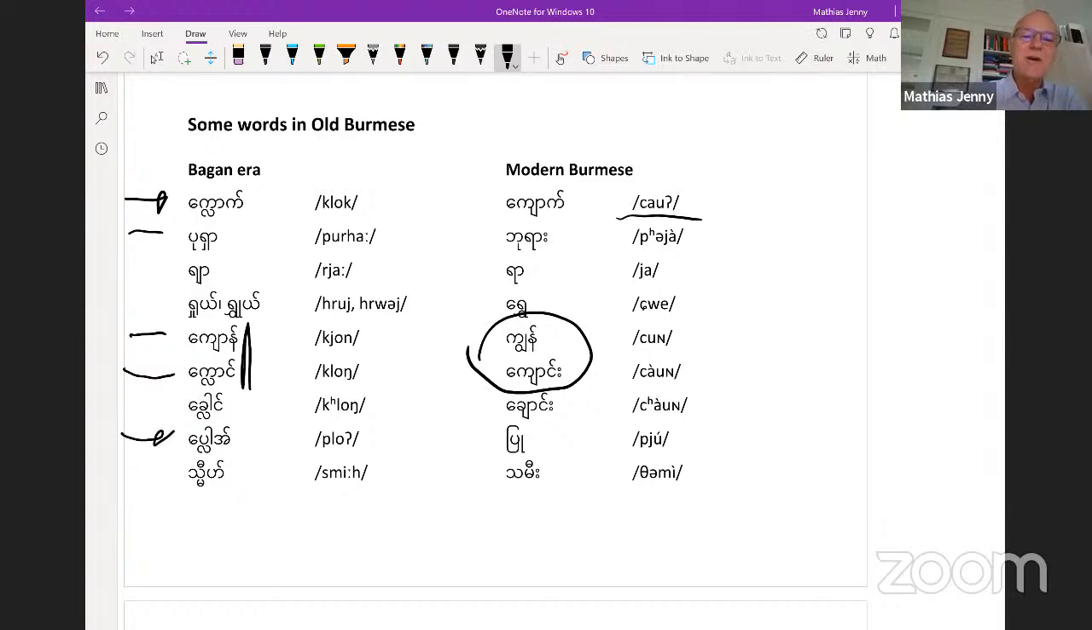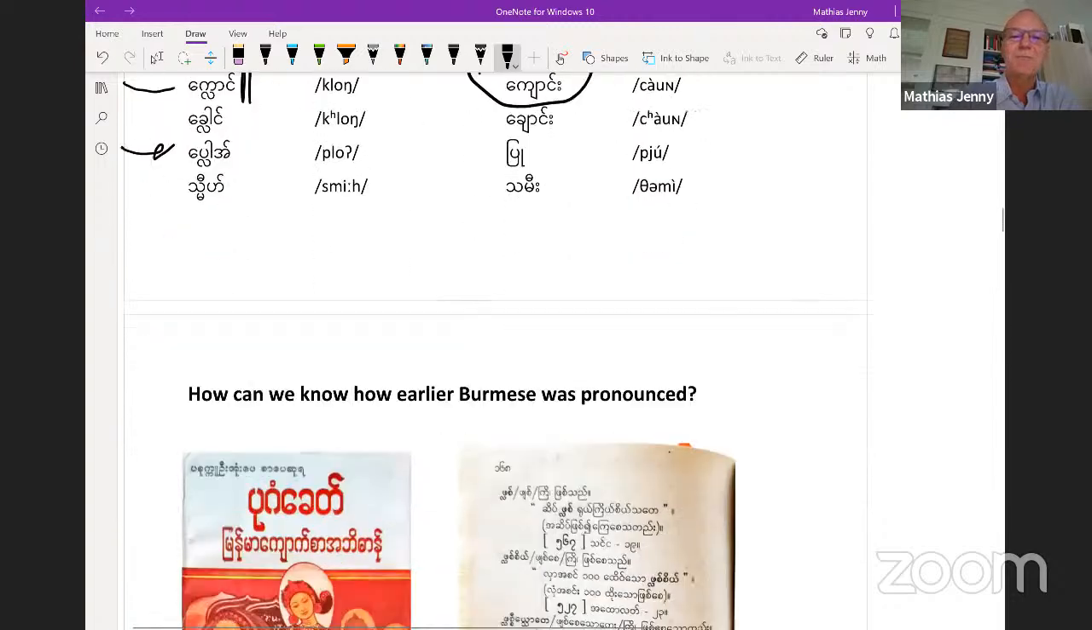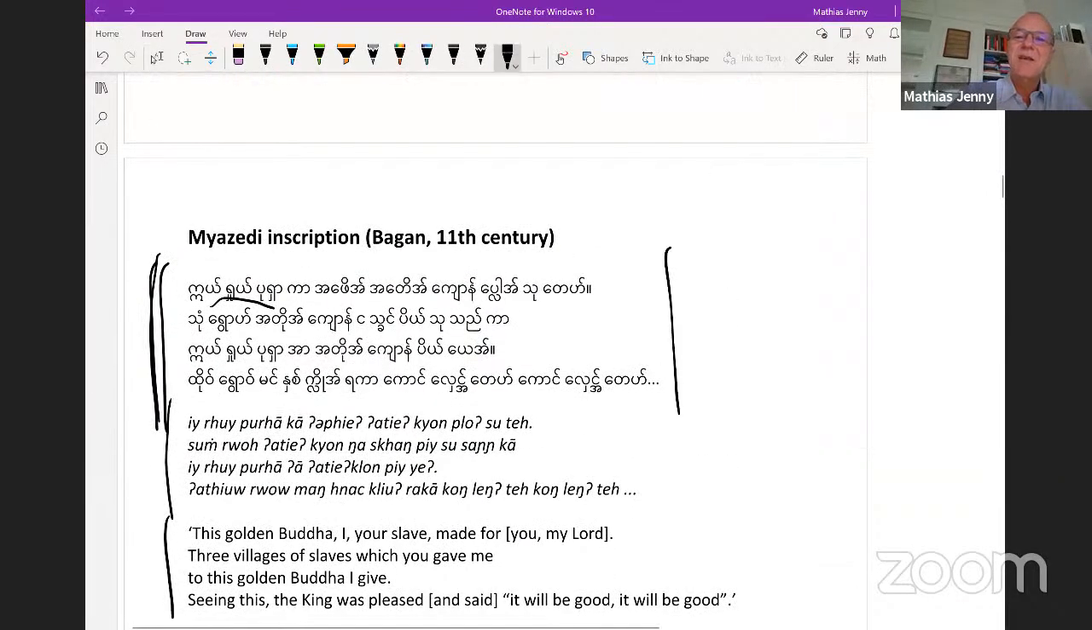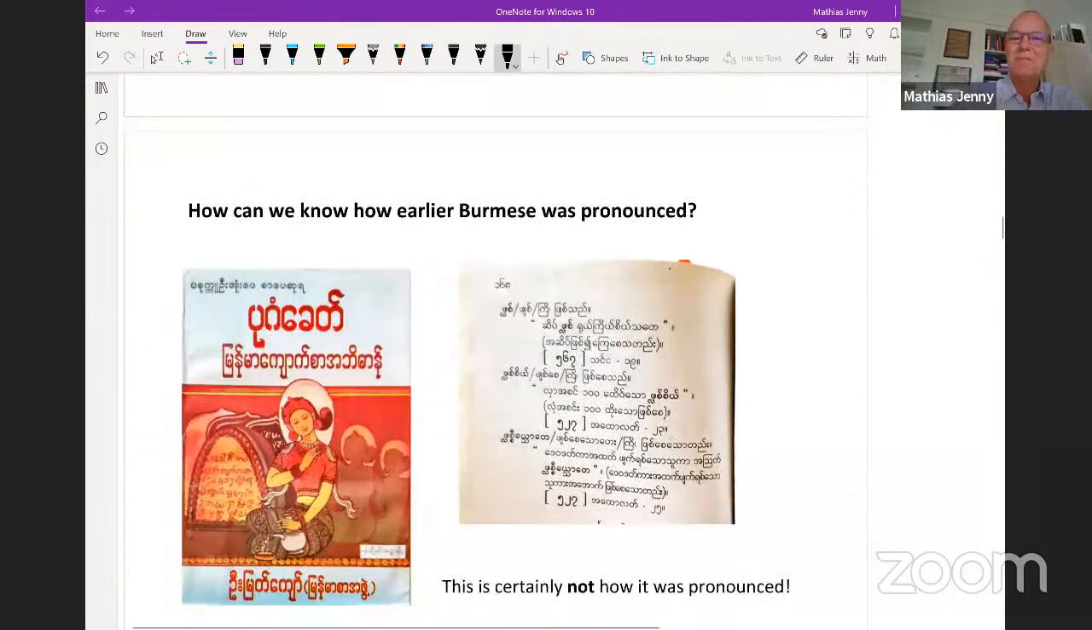One interesting word is also this one, blok, which means 'to do'. In modern Burmese it is biu, biude. Blok becomes biu. It's regular, but it still looks pretty different. So from comparing Old Burmese inscriptions with modern Burmese, we can see what changes happened in the last 1,000 years. But how can we know how Burmese was pronounced? How can we know, if we have this text, how the people 1,000 years ago actually spoke Burmese?